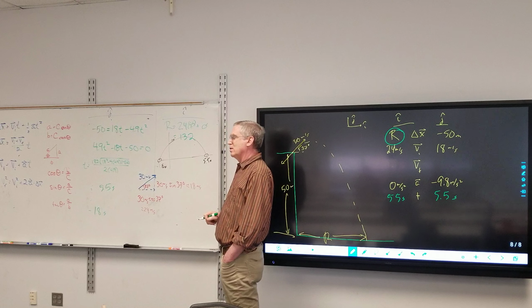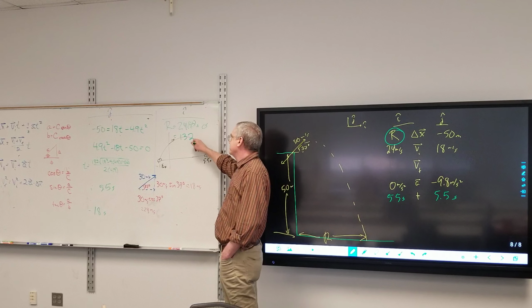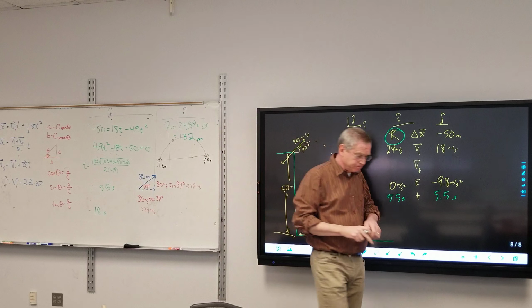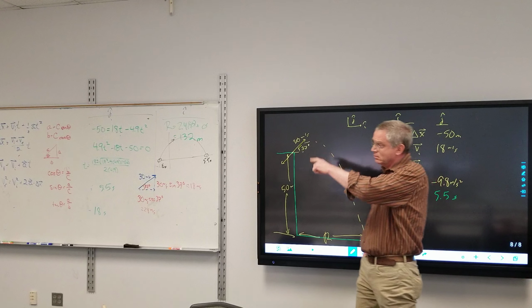What did we find? The R, which is just meters. Meters. All right, 132 meters is the final answer. And which formula did he use again? The first one, both times.